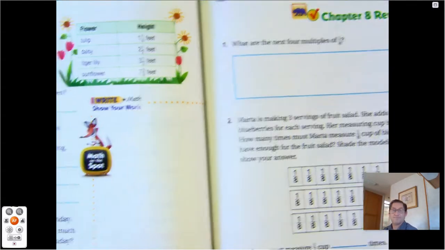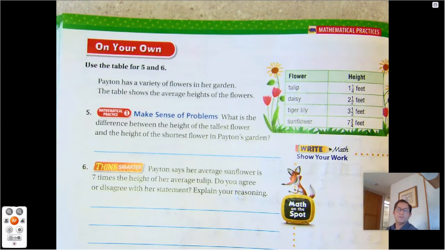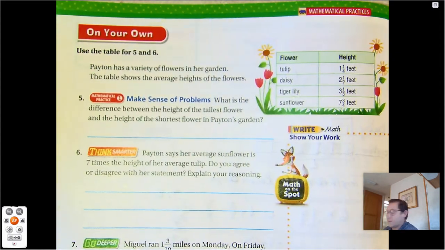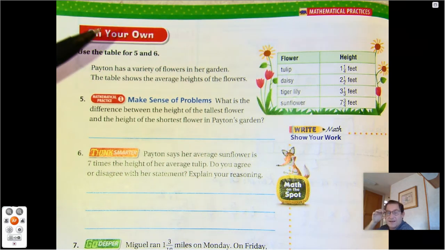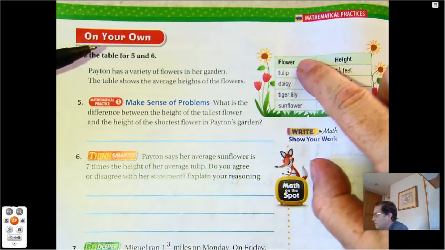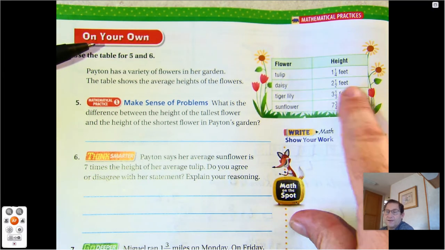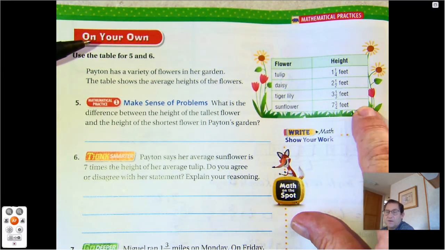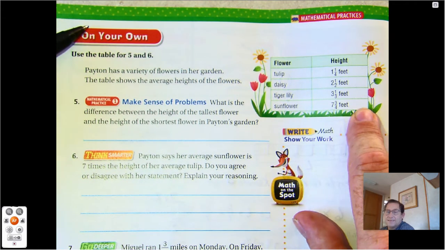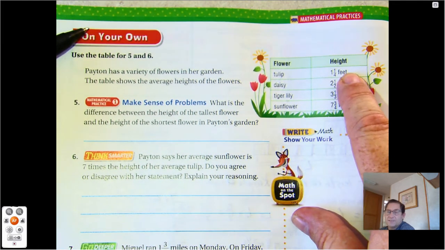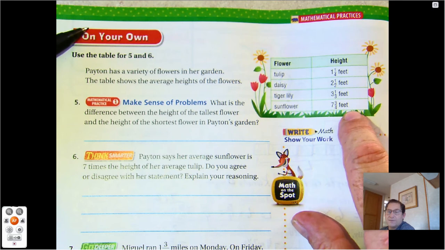Okay, page 330. Use the table for numbers 5 and 6. Let's look at our table and make sure we understand what it is trying to tell us. We have a heading called flower, and these are 4 different types of flowers, and these are the height of the different flowers. The smallest flower listed is the tulip, and the largest flower is the sunflower.